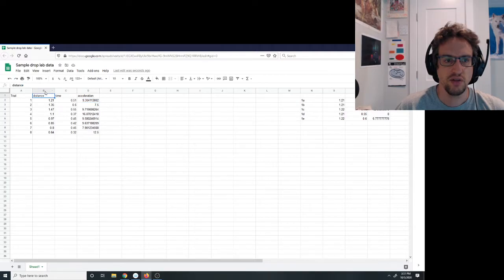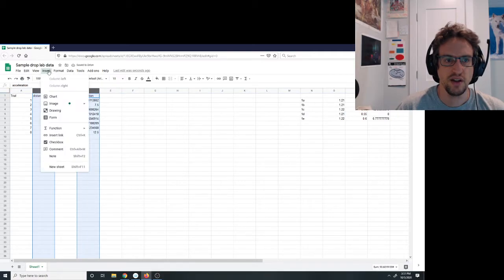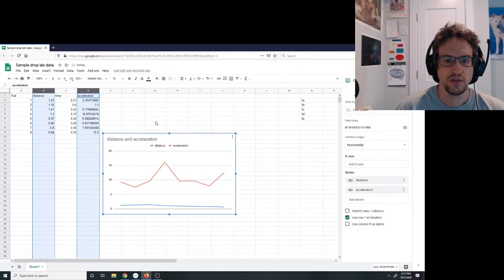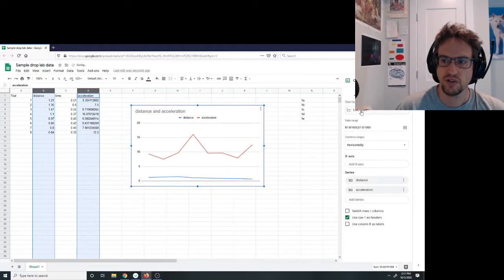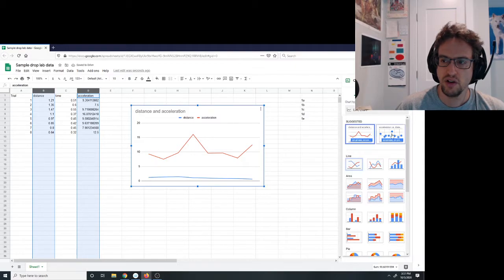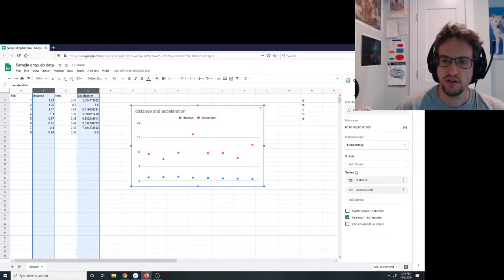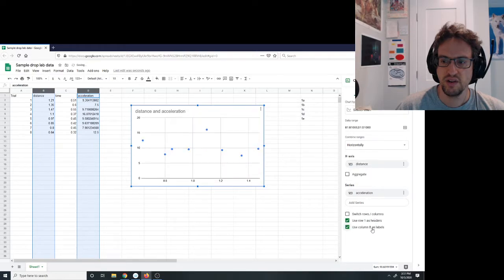Okay, so I can do this. Highlight it. This is slightly different from the method I think I talked about today, but it works. Insert chart. And that's not the chart we want, that's okay. We go here, we go to scatter. There we go. You're going to have to click B as labels. That means it's going to graph distance down here, and then it's going to graph acceleration up here.